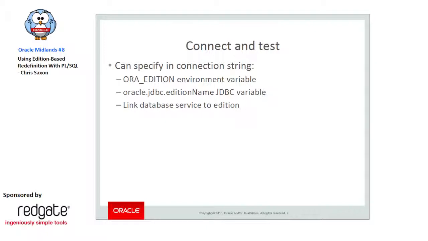Another approach, how many people here use database services for connecting? A handful, yeah. There's a DBMS package you can use to specify which edition a service uses. So you might have a particular service that you use just for releases, so you can test and do what you want on that. Or depending on how your application's set up, you might have two services, like an A and a B, so you can release to A and go over to B and flip back and forth. So there's a number of approaches you can use, so you don't have to execute alter sessions in your code all over the place to change the edition.